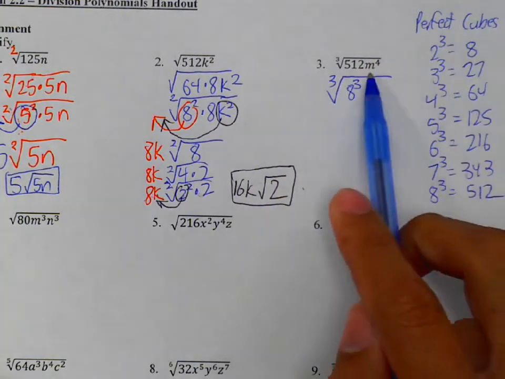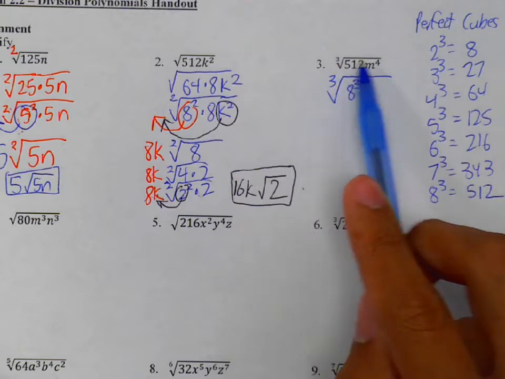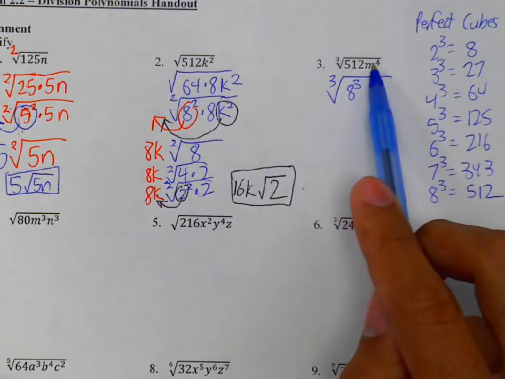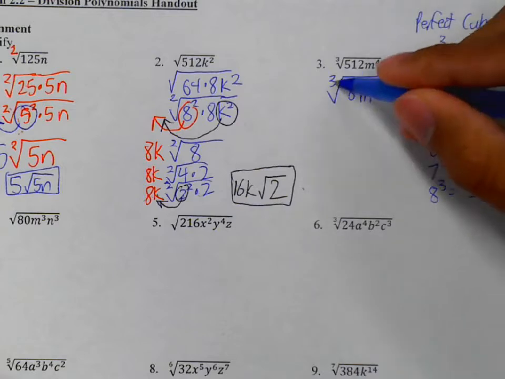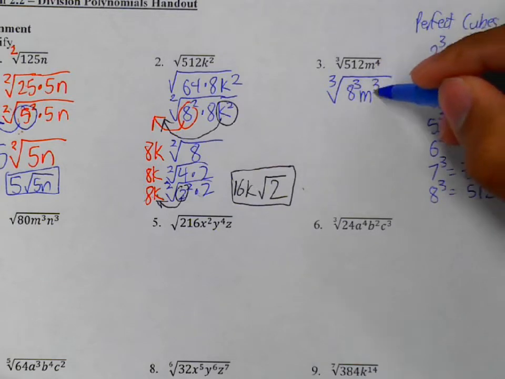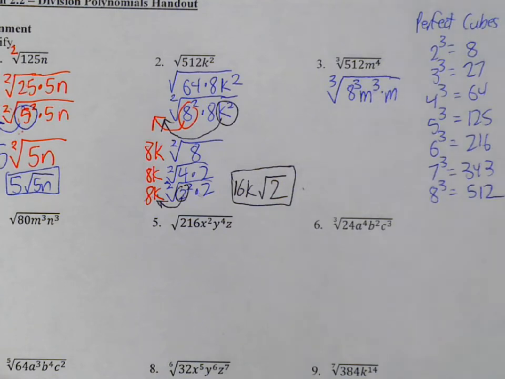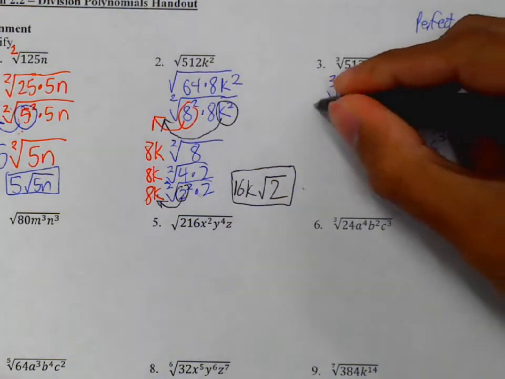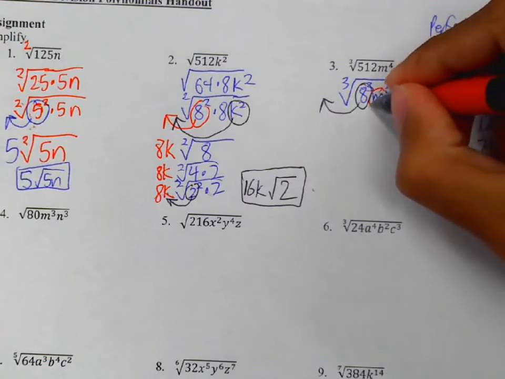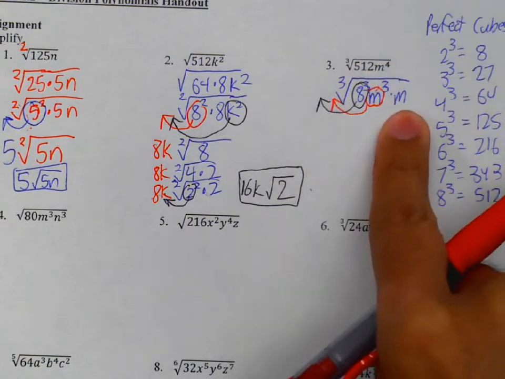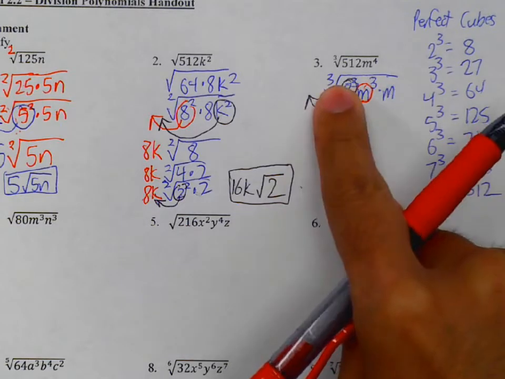Now for the m to the 4th power. Again, my goal is to match the index of 3. So if I've got 4 m's to work with, I'm going to use 3 of them up to form a group of m to the 3rds. And so I started with 4, I used up 3 of them, I have a single m left over. Okay, so now I can take this base of 8 outside, and I can also take this m outside, and this one does not get to move outside because its exponent is invisible 1 and the index is 3.